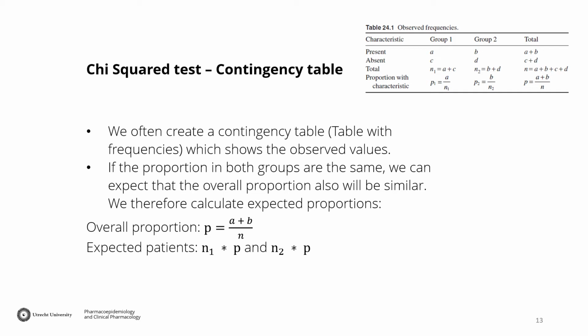So here, we have the number of patients in group 1, so that is N, or N1, which is also the sum of the people with present and absent characteristics. And then we multiply that with the proportion that we have, to get the number of patients that we would expect. And the same we will also do for group 2. So we calculate the expected number of patients for both present and absent characteristics.